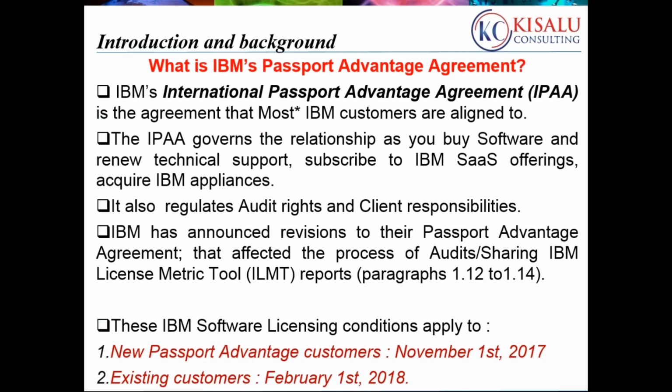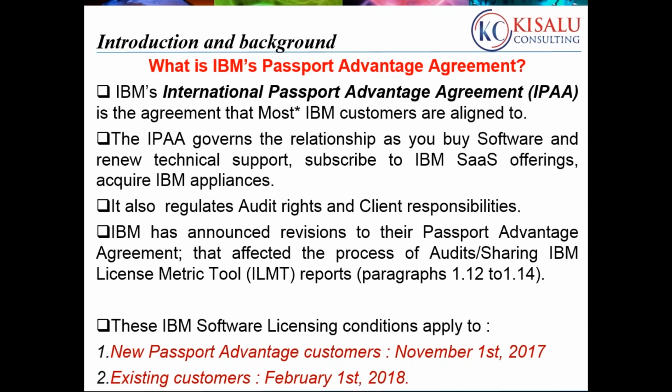So the agreement is basically what most customers will align to. Most customers, because they are mostly in a distributed environment, this will be the agreement. But there are other agreements that we also share in our workshops, which some customers do not align to. So the International Passport Advantage Agreement governs the relationship between the customer and IBM, including your SaaS and some other appliances that IBM sells.